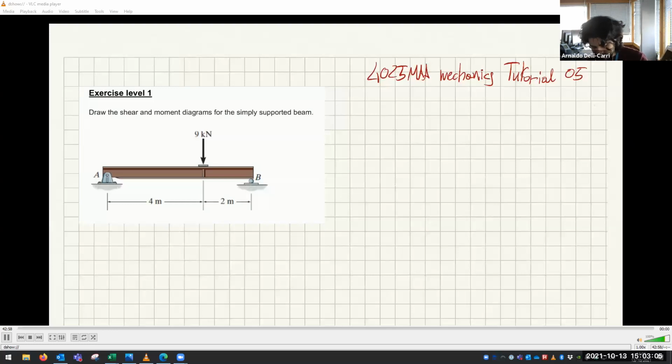So how do we do that? Remember, first thing is always find the external forces. So step one is always find all external forces. So in this case, reactions.